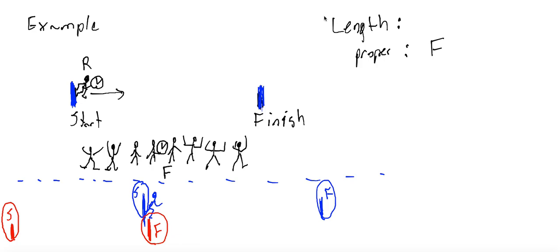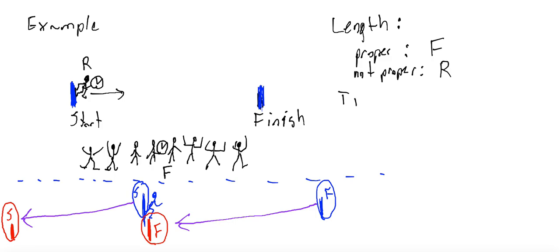So let's look: both the start line was displaced from him back to him, and the finish line from in front of him towards him. So a runner during the run cannot measure proper length. For fans, the start line and finish line are always at the same positions. For the runner, not. So proper length is measured by fans, and not proper length is measured by the runner.